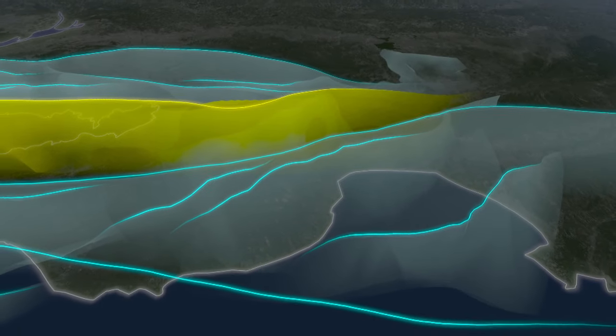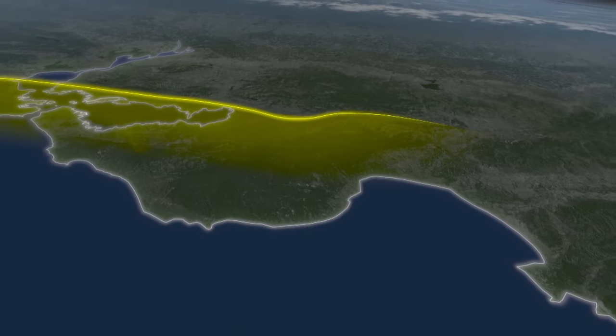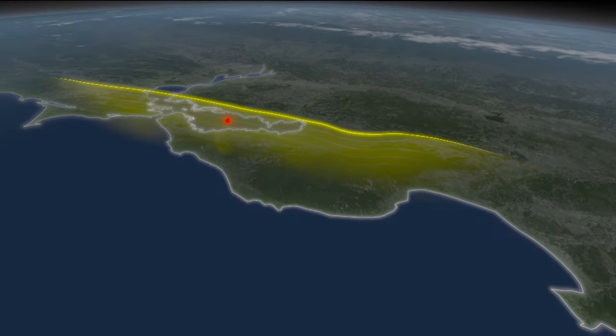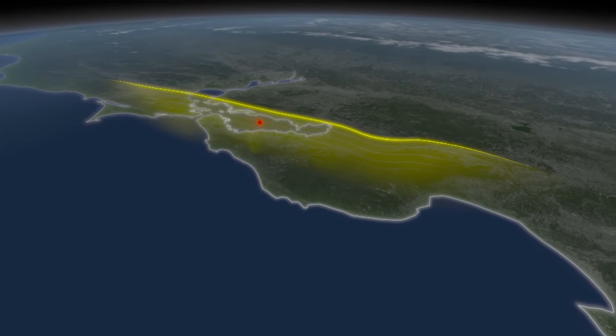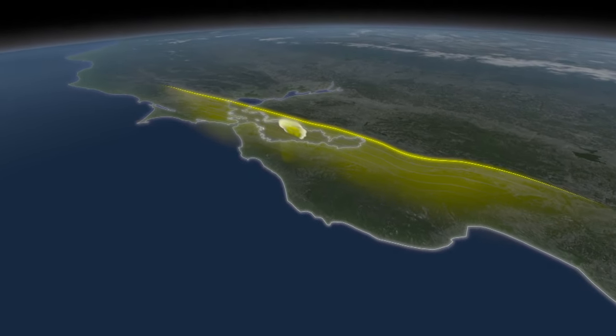What might an earthquake look like along the Hayward Fault? Scientists use computers to simulate such an event. This simulation depicts one scenario, one possibility.